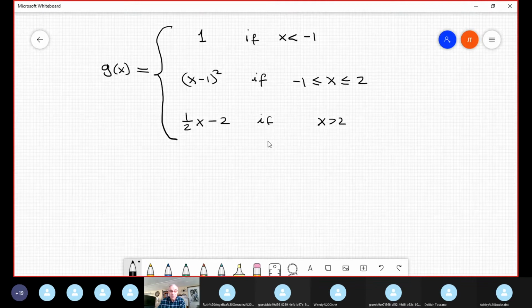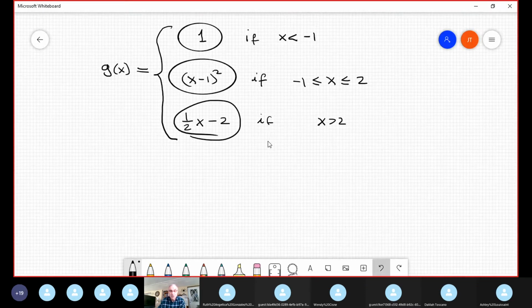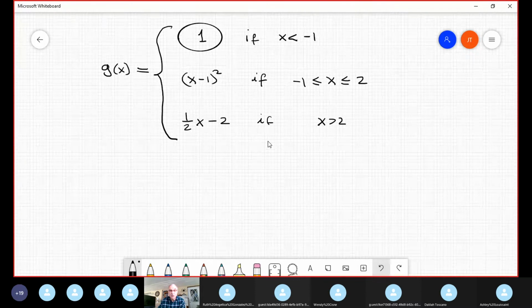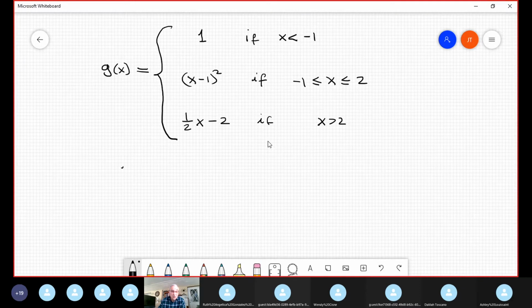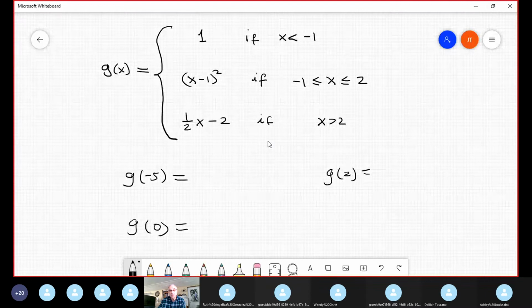Remember, this is the format. The format represents 3 expressions, and associated with each expression we have the interval in which this expression is valid. And suppose that in the test, I ask you to evaluate the function g at -5, evaluate the function g at 0, and evaluate the function g at 2. And that's it, no more. In the test, you evaluate 2 or 3 points, no more.